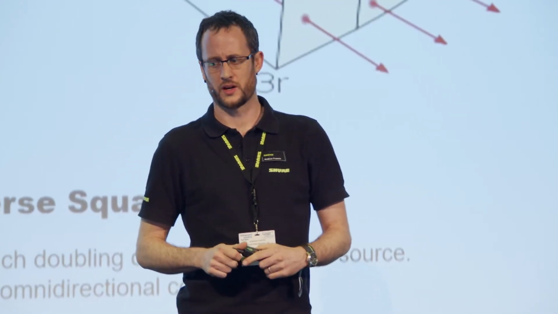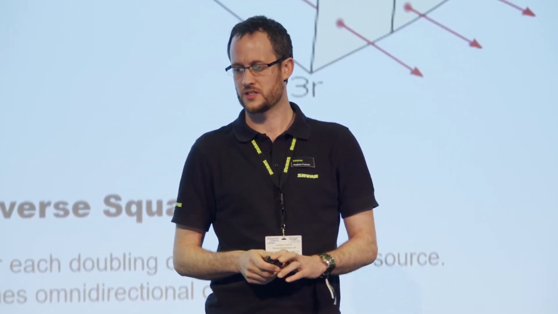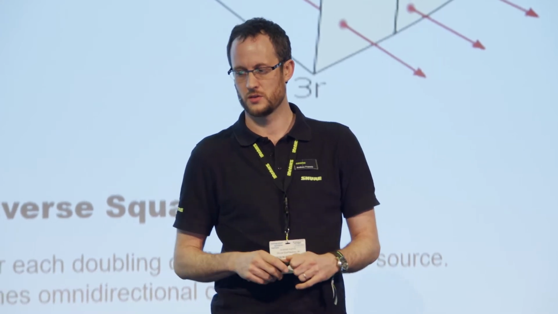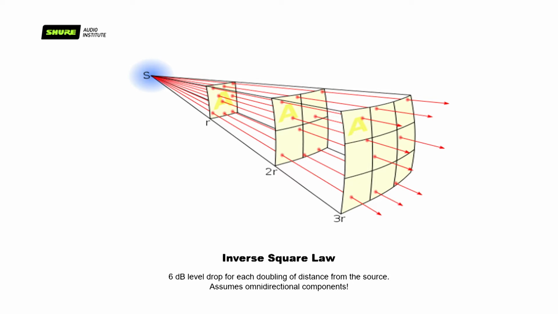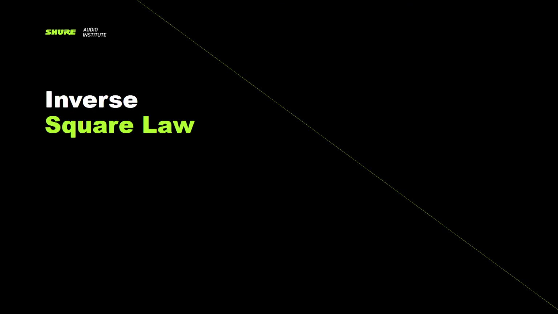So the inverse square law dictates that for every doubling of distance from the sound source, you get a 6 decibel drop in volume. Okay? So if your sound source is at S, point R is 6 dBs less, point 2R is 6 dBs less than point R, and point 3R is 6 dBs less than point 2R. So by the time you get to point 3R, you have significantly less volume than what you started with. And that's the same for PA as well. This is just the kind of framework that we're trying to put our system in.